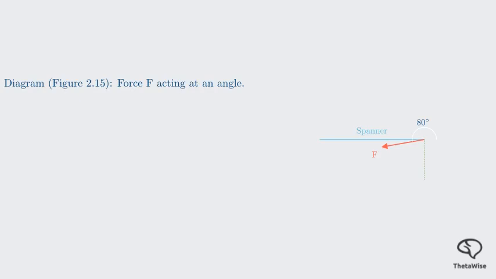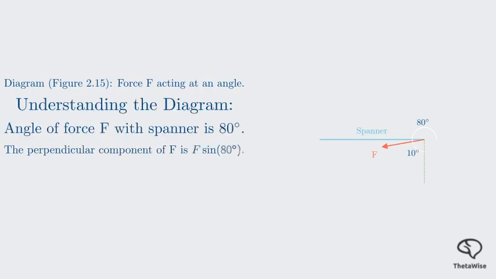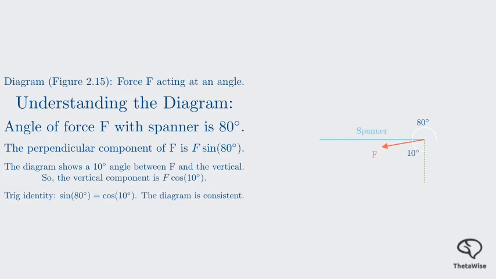The angle between the spanner and the force is 80 degrees. The solution here is a bit tricky, so let's analyze it carefully. The solution uses the angle of 10 degrees. Where did this come from? It's the complement of the 80-degree angle. 90 minus 80 equals 10.